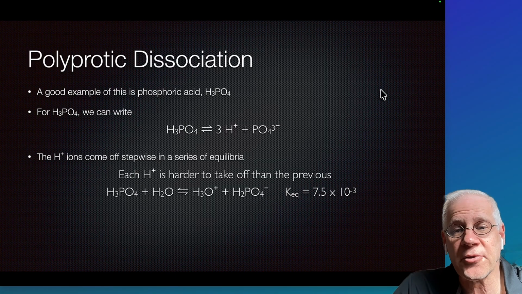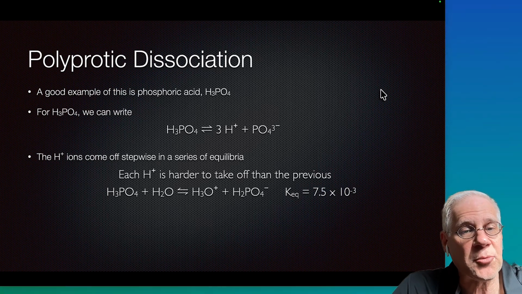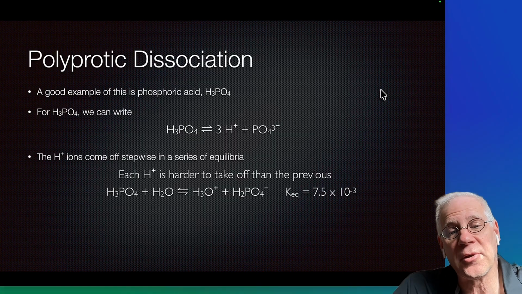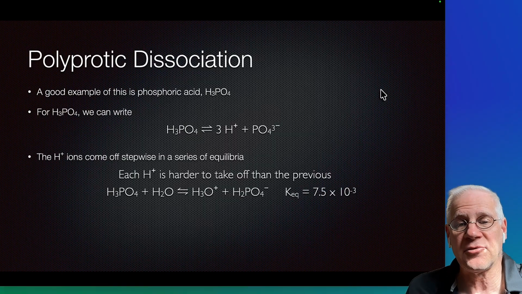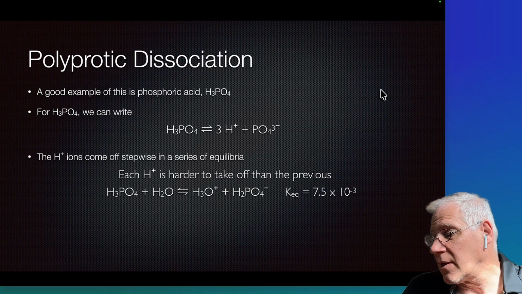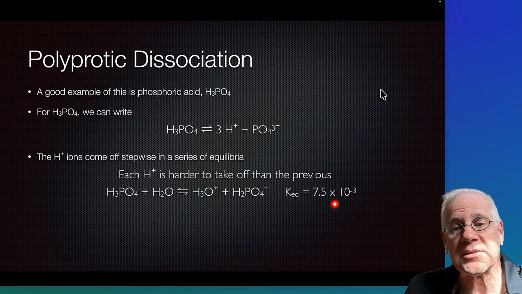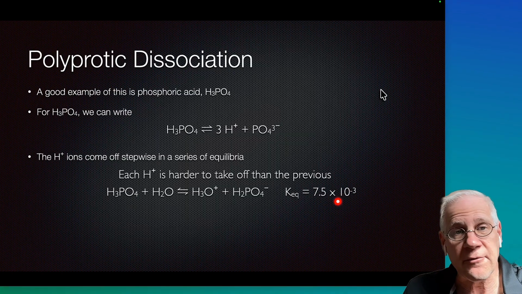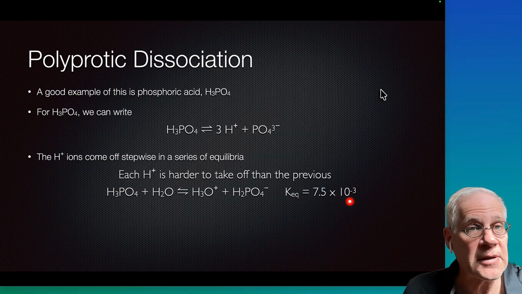So here we have the first H+ coming off, so this would be our Ka1. We have H3PO4 reacting with water, giving us H3O+, losing that hydrogen, and the H2PO4- ion. What we see here is that our equilibrium constant is actually fairly sizable for a Ka, 7.5 times 10 to the minus 3. And so that first hydrogen comes off fairly easily.